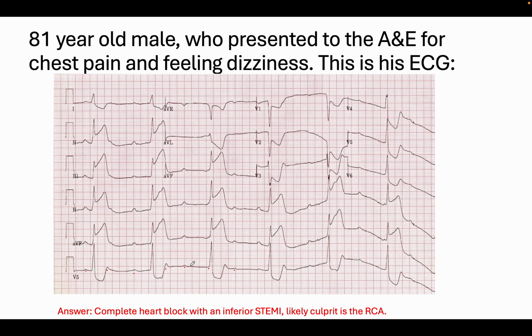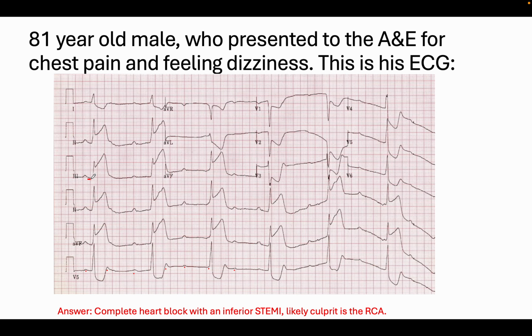There's bradycardia as well. I'd guess that the rate's probably around about 40 or 30 beats per minute. So AV dissociation, bradycardia, likely to be a complete heart block. And then if we look for ST changes, we can see right off the bat that there's inferior changes in leads 2, 3, and aVF there.